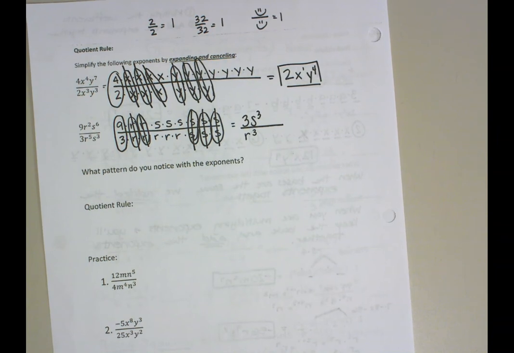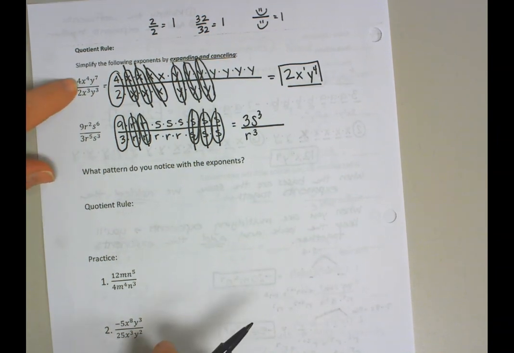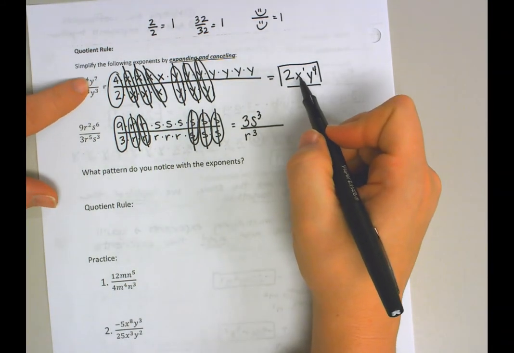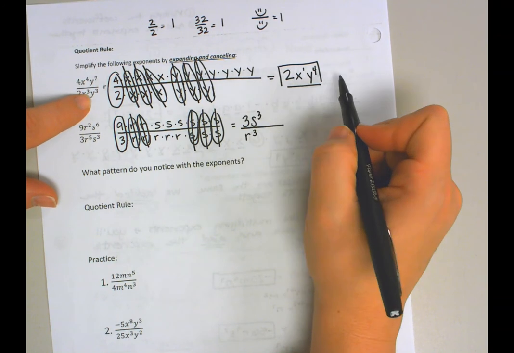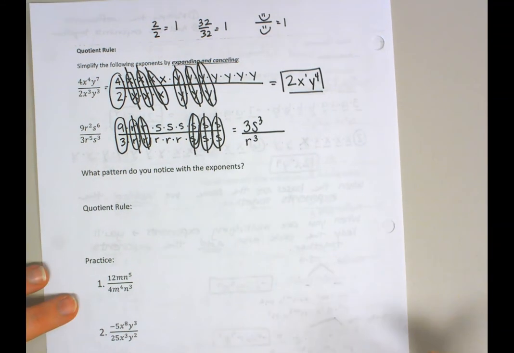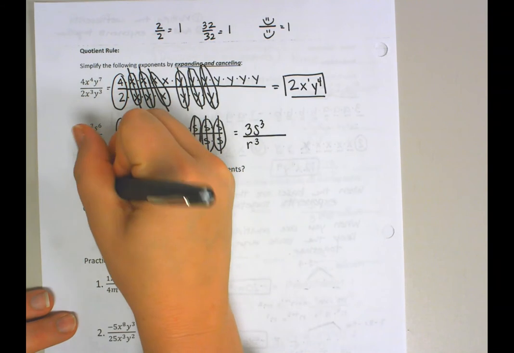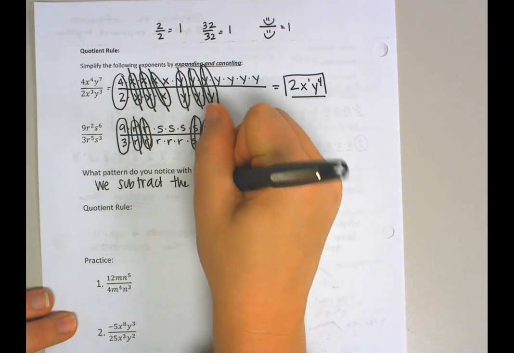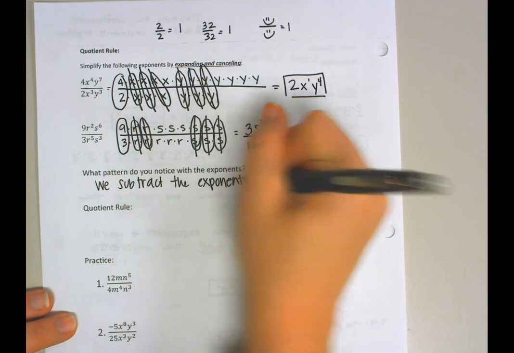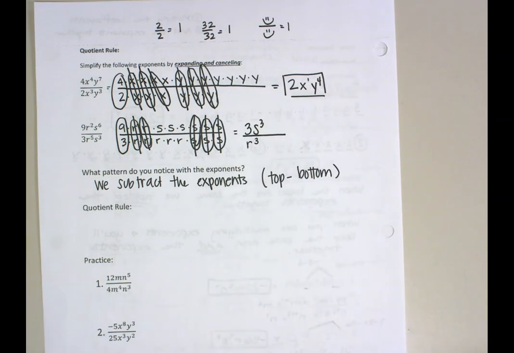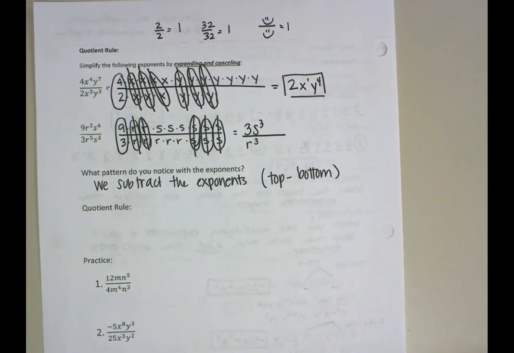So if you notice, right, the first one we had 4 at the top, 3 at the bottom, and that left us with 1 extra. Then the other one we had 7 at the top, 3 at the bottom, that leaves me with 4 extra. So the pattern in this one is that we subtract the exponents. And we always subtract top minus bottom. So we subtract the top number minus the bottom number.